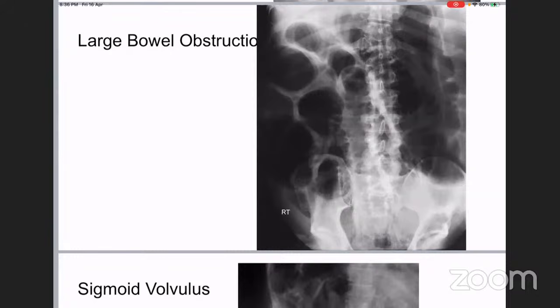Okay. So what do you call the septations here? You call them haustra. They are not circumferential. They are incomplete projections into the lumen. So they are haustrations. So this is an X-ray showing large bowel obstruction.